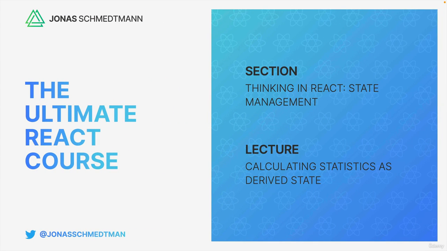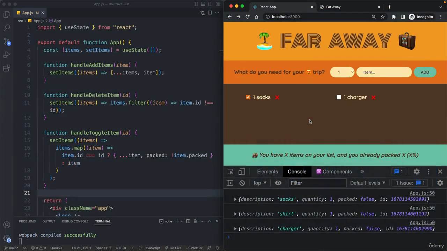Of course, let's now use the idea of derived state in practice. And in particular, we now want to calculate our statistics here. So calculating the number of items on the list, how many we already have packed, and then the percentage of that. Now, if we think about these numbers, for example, the number of items in the list, that number can be directly computed from the items array itself, right? And so derived state is perfect for this.